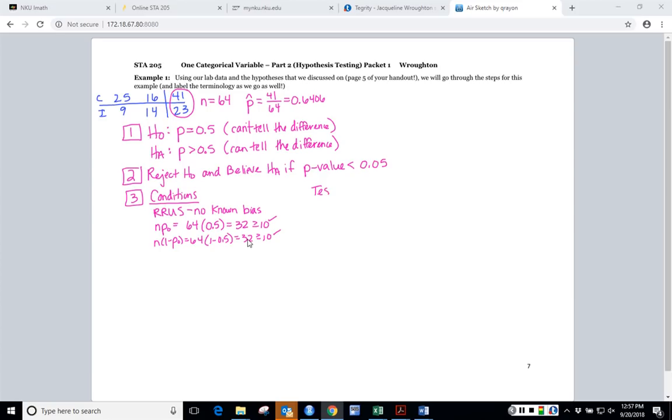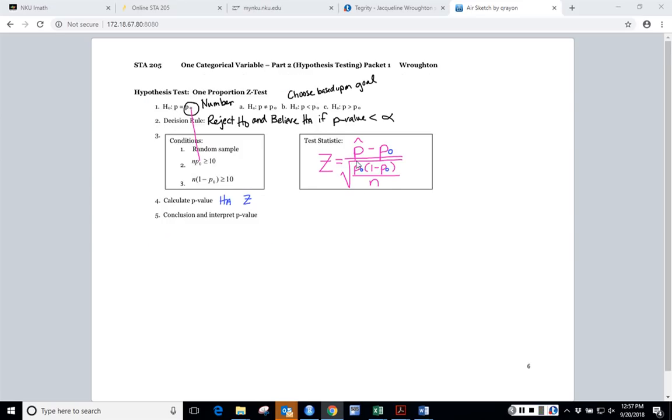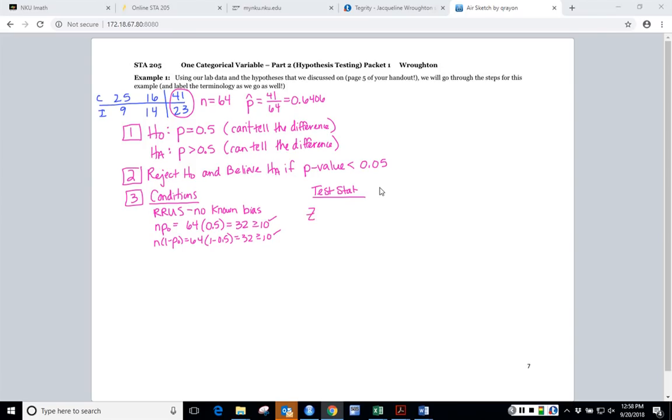Next, we're going to do that test statistic calculation. So if I go back and look at the formula, we already have our p-hat labeled at the beginning of our 0.6406. I know my p0 is going to be the 0.5, and I know my n is going to be the 64. So we know all of our numbers. So our z is going to be our p-hat, our 0.6406 that we have up here, minus our p0, so that number in the null hypothesis, over the square root of p0 times 1 minus p0 over our n of 64.